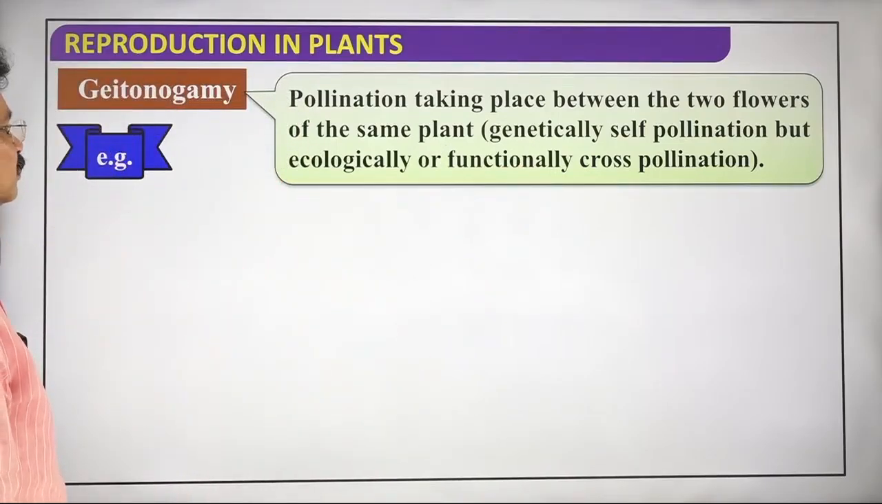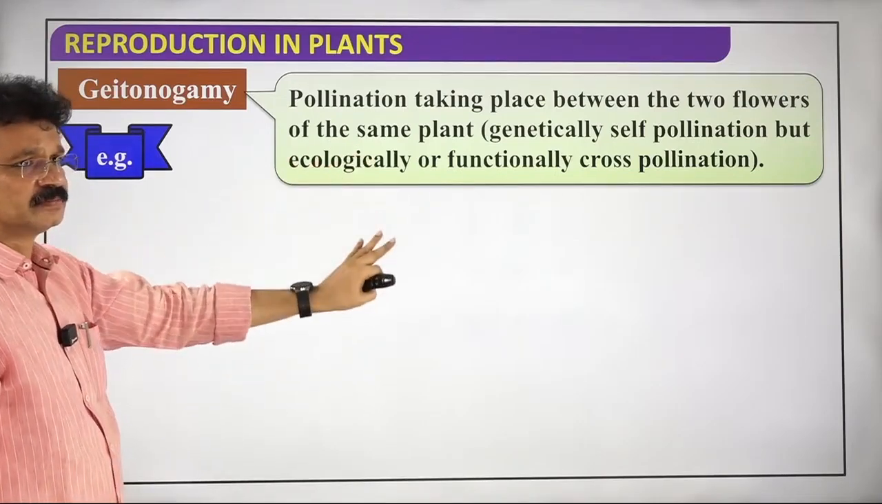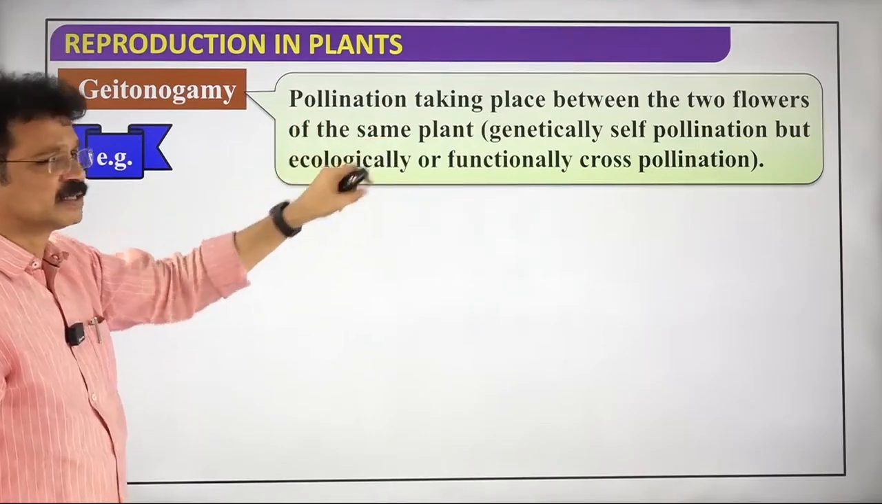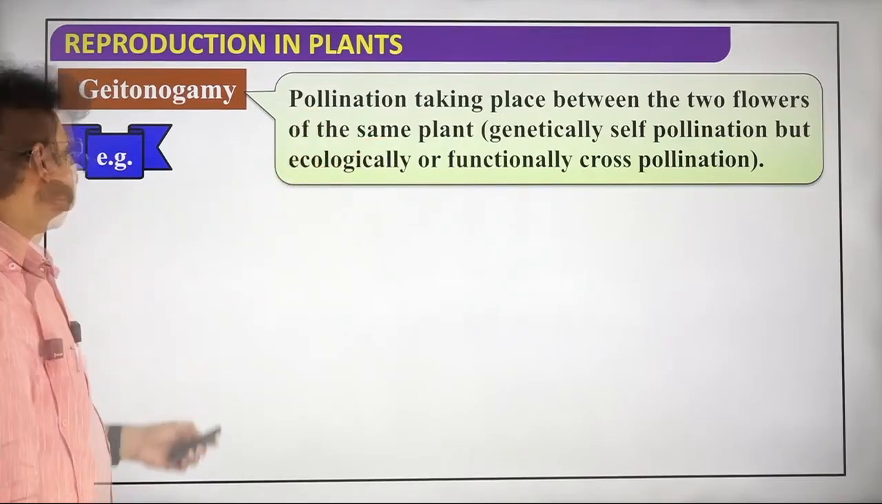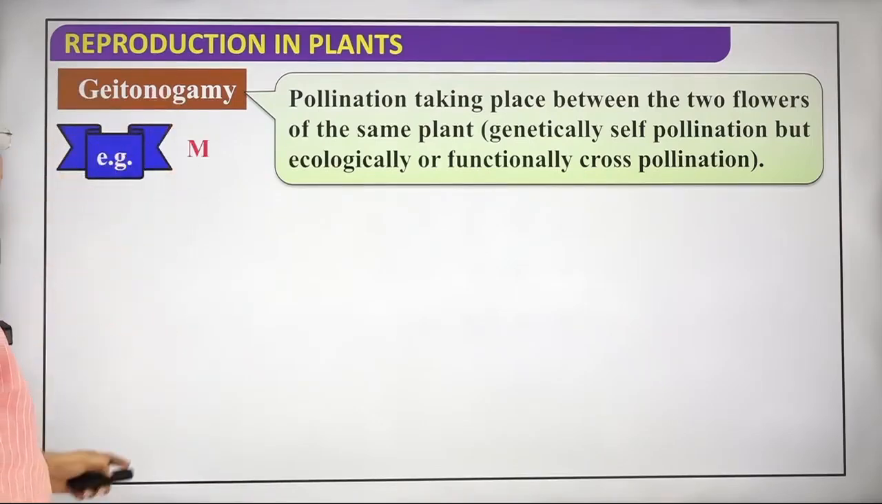Geitonogamy. If the pollination takes place between two flowers, but the plant is the same. Within the single plant, two types of flowers are there. One is the pollen donor, another one is the pollen acceptor. That is the geitonogamy. G-E-I-T-O-N-O, geitonogamy.